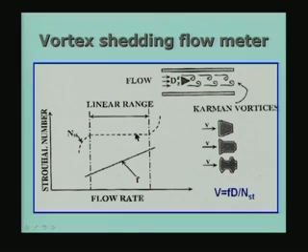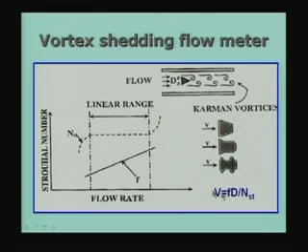This is the Strouhal number, which is nothing but Fd by V, where F is the frequency of the vortex shedding, d is the frontal diameter of the body, and V is the velocity. The Strouhal number has a constant value in this range from here to here, and what does it mean? The velocity here is given by the frequency of shedding of the Kármán vortices, which are developed at the periphery here at this corner and this corner, multiplied by the diameter divided by the Strouhal number.